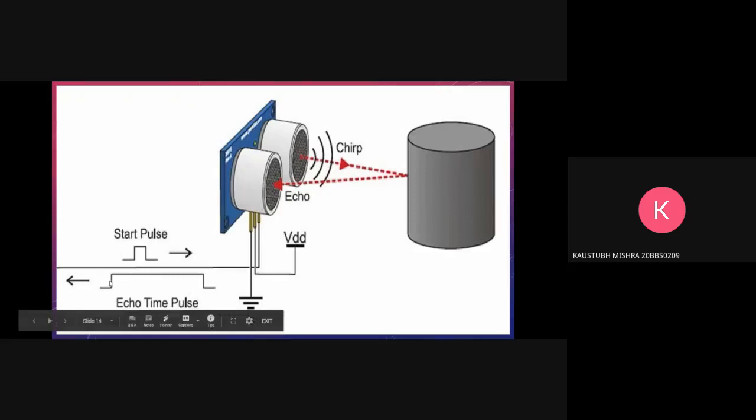So if we measure the time for which the current was being sent, we actually have the time for which the ultrasonic wave was traveling, or we have the time required. So speed into time by 2, and we have the accurate distance of this ultrasonic sensor from this obstacle.